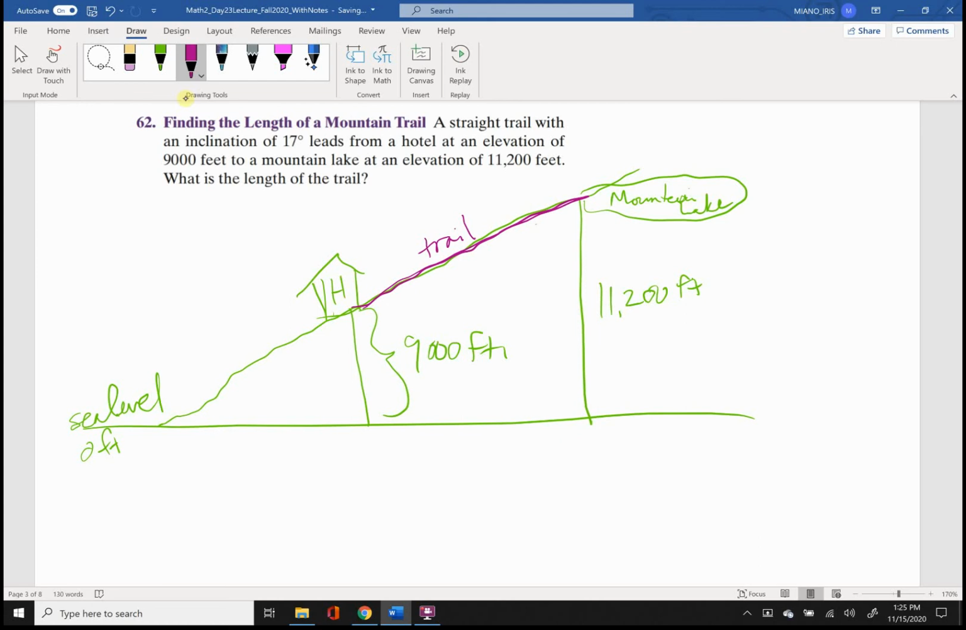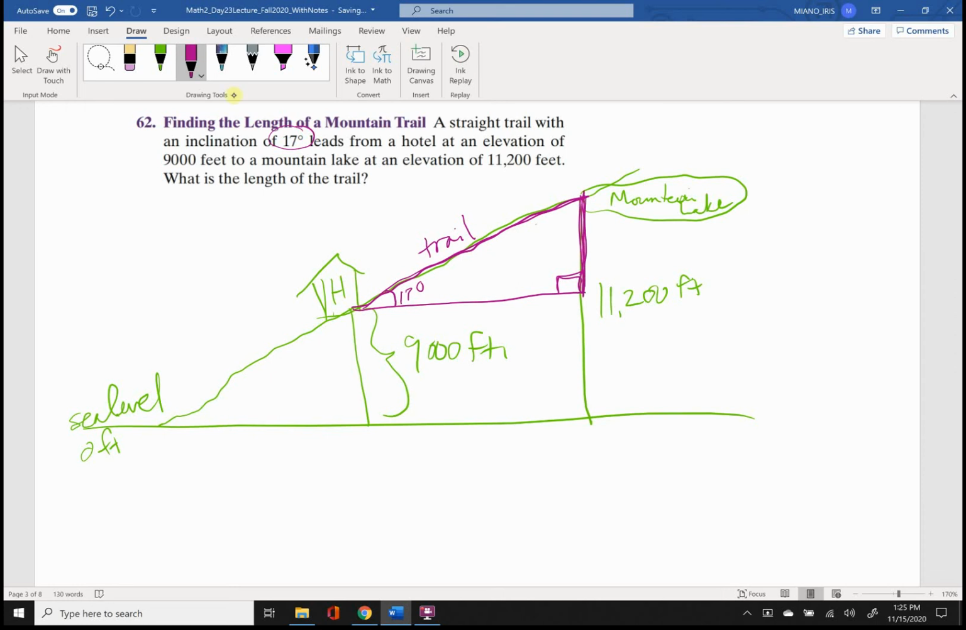So given that from the hotel to the mountain lake, there's a 17 degree inclination. So that's saying that there's an assumed right angle here inside, and I'm inside of the mountain, mind you, but right here, we know that this inclination measurement is 17 degrees at this point. Okay, so they're like, what is the length of the trail? So what's this, basically this hypotenuse of this right triangle that's in pink here, okay? Cool, so it would be really nice if we knew what this length was right here.